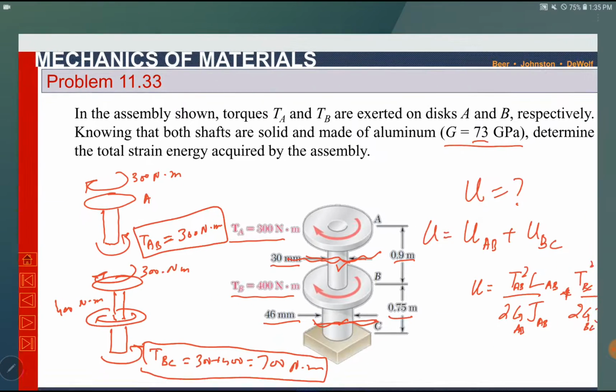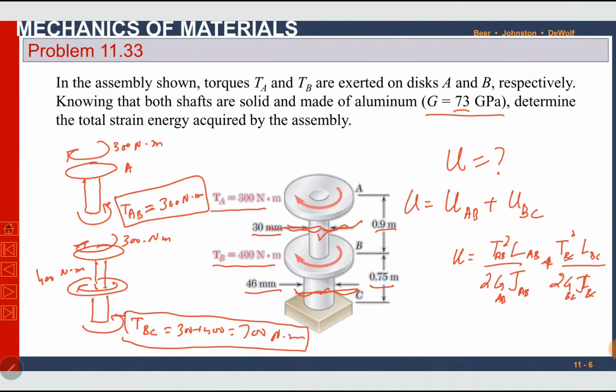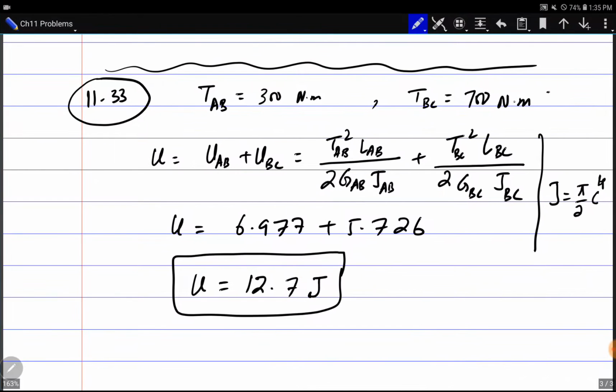So what we have done, we have calculated torques in both the sections, section AB and section BC, by sectioning the shaft between AB and BC. We have applied summation of torques expression using statics. We have found torque AB and torque BC, and then simply putting all the values in this expression, we have calculated total U. Okay, one more problem I want to solve.